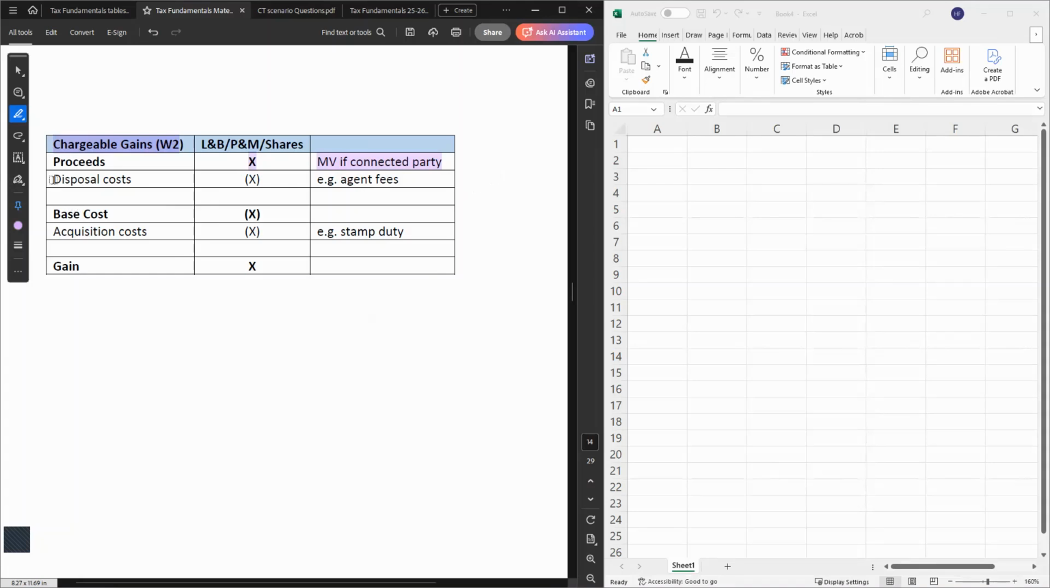You can then deduct any disposal costs, so costs for selling the asset, such as agent fees, legal fees, etc. You can then deduct the base cost of the asset, which is the original cost of the asset, and then you can deduct any acquisition costs, so things like stamp duty would qualify as an acquisition cost, and then you would come down to your gain.